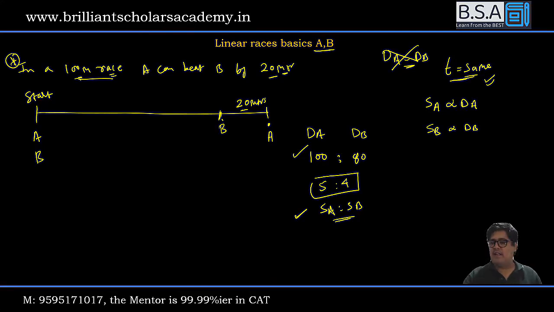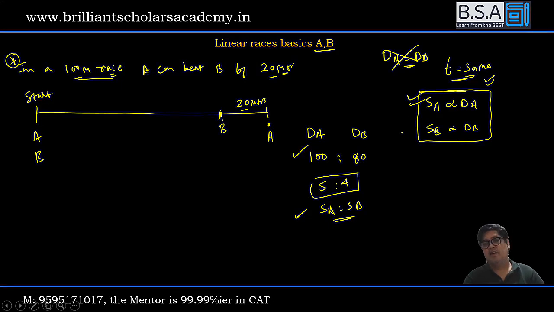A and B started running together. They are told to stop at the same time. So in most cases, all questions are solved through equal time. When time is equal, speed and distance are directly proportional. This we have covered in TSD 1 as well. The entire lecture 1 was about proportionality and standard ratio questions. Now, what else can I derive from this?